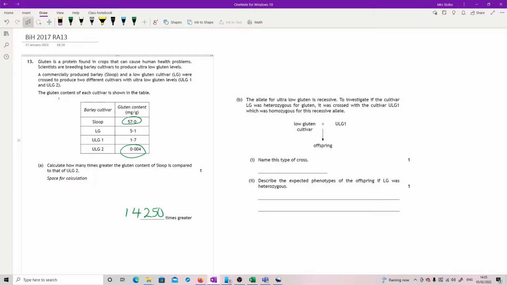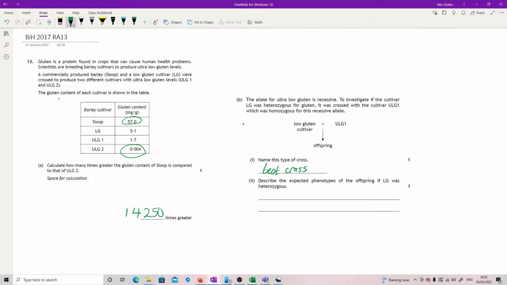The allele for ultra-low gluten is recessive. To investigate if the cultivar LG was heterozygous for gluten, it was crossed with the cultivar ULG1, which was homozygous for this recessive allele. Okay, they name this type of cross. This is a test cross, because we have something that we know and something that we're trying to work out. Describe the expected phenotypes of the offspring if LG was heterozygous.